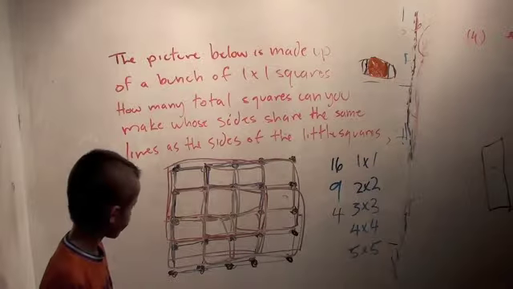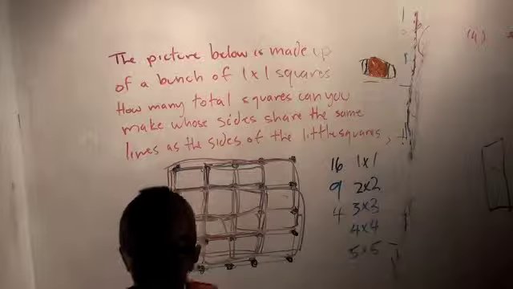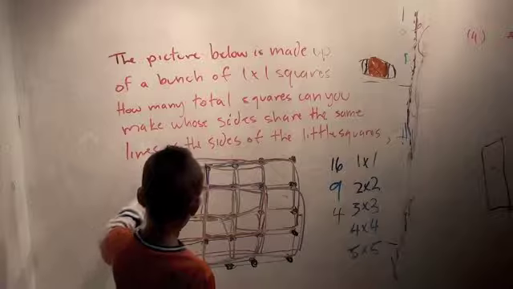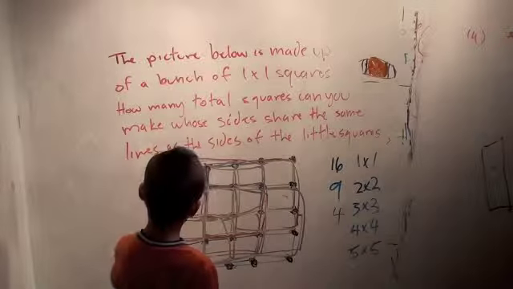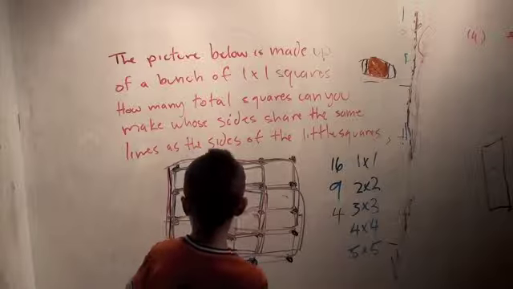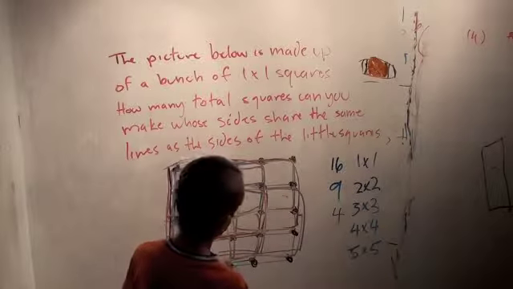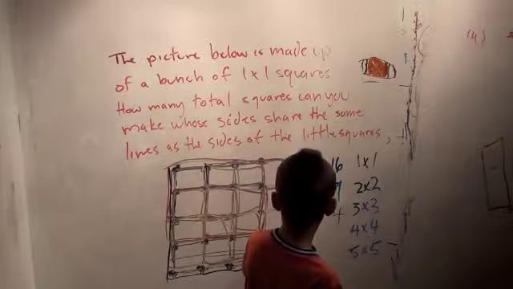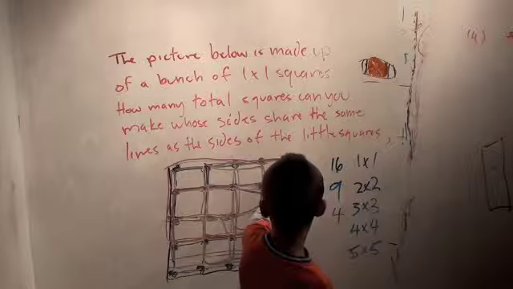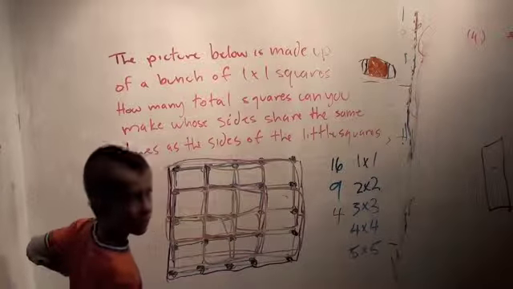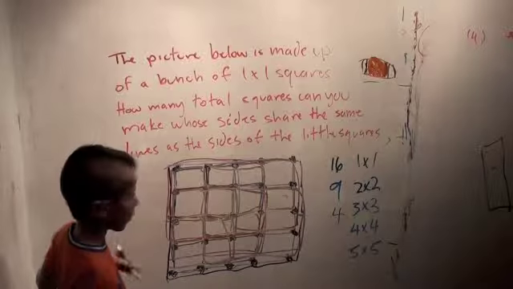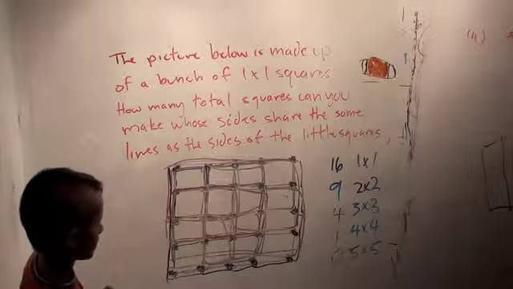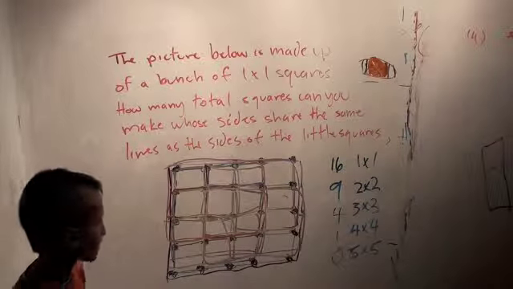How many 4 by 4s are there? Now I gotta use a different color. I'll take purple for 4 by 4. How many 4 by 4s are there? 1. Well, it means there's 0 5 by 5s. Okay, there's 0 5 by 5s. So how many total squares were hiding in this picture?